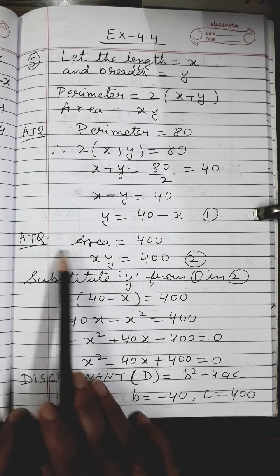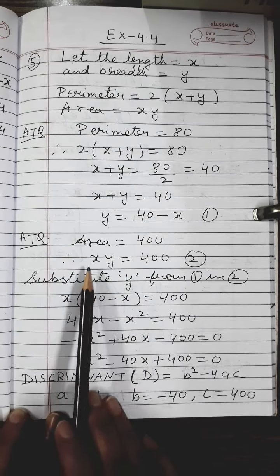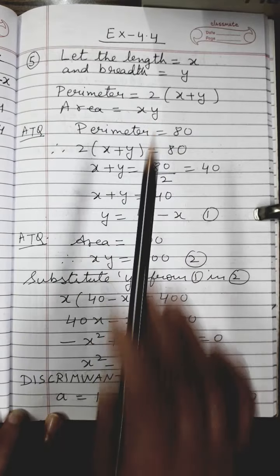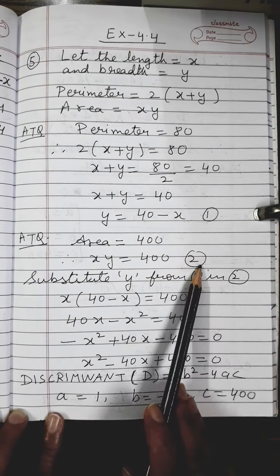ATQ, according to question, area of the field is given as 400. What is area? x into y. So in place of area, I write x into y equals to 400. This is your equation number 2.